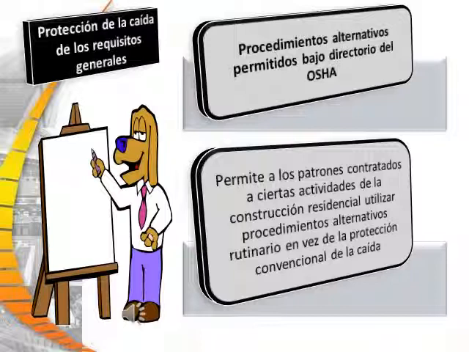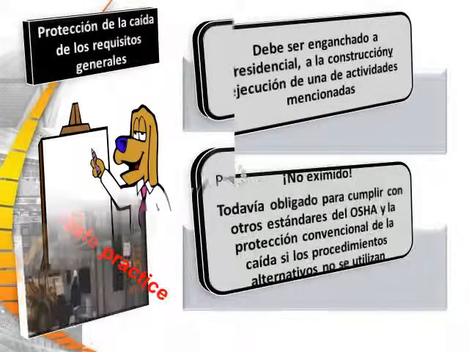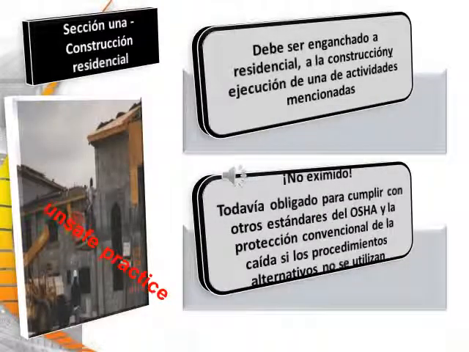Alternative procedures are permitted under the OSHA directive. They can permit employers engaged in certain residential construction activities to use alternative procedures routinely instead of conventional fall protection. The OSHA directive states that employers are not exempted and are still obligated to comply with other OSHA standards and conventional fall protection if alternative procedures are not used.